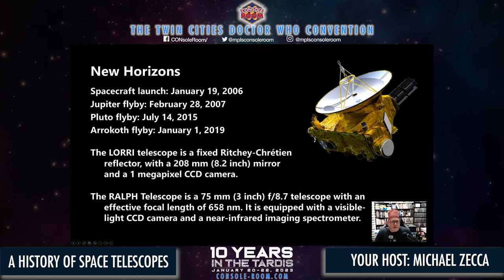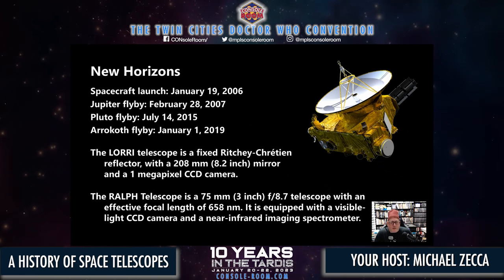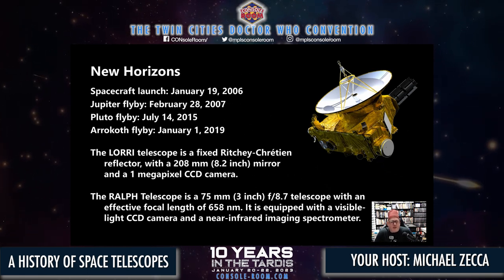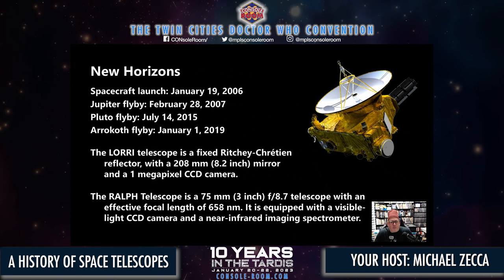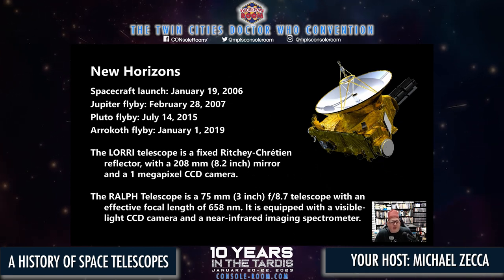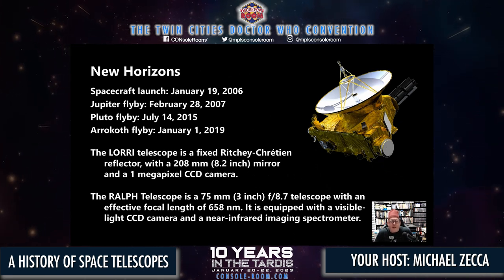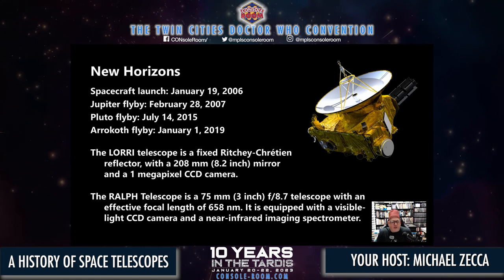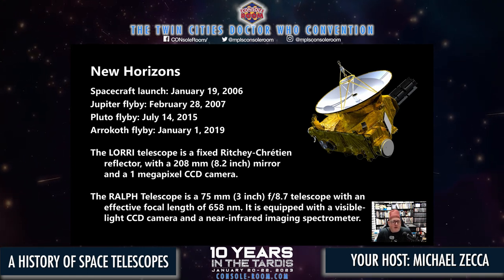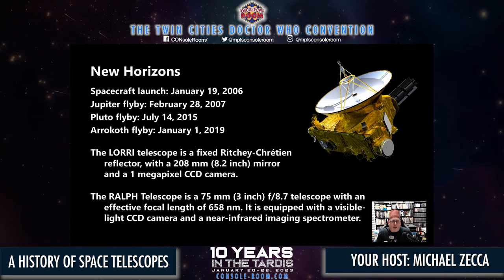We've talked about the New Horizons spacecraft at some of my past panels. It was launched in 2006, flew by Jupiter in 2007, flew by Pluto in 2015, and by a Kuiper Belt object called Arrokoth in 2019. And on board this New Horizons spacecraft, there are some small telescopes.